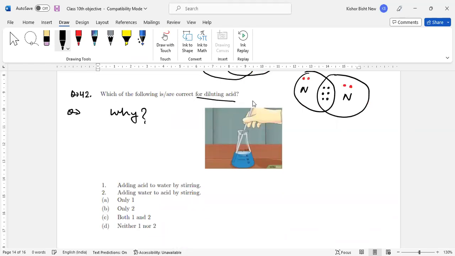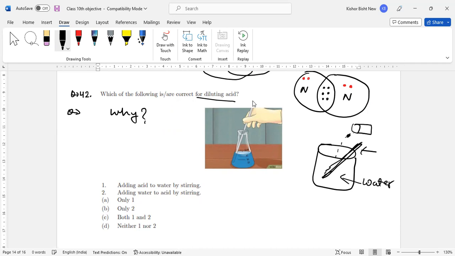Now if you remember, we always take the water in this one and we add acid drop by drop with continuous stirring. So here is a glass rod, and in this one we add acid drop by drop. Please remember, add acid to water with continuous stirring. This one is correct. Adding water to acid is not correct.